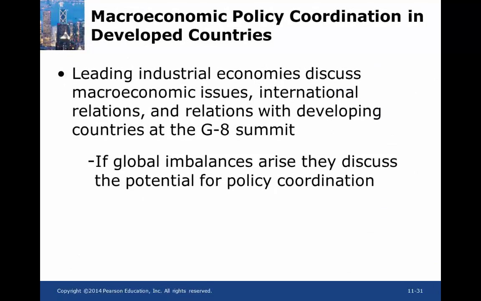Macroeconomic policy coordination in developed countries. Leading industrial economies discuss macroeconomic issues, international relations, and relations with developing countries at the G8 summit. If global imbalances arise, they discuss the potential for policy coordination.